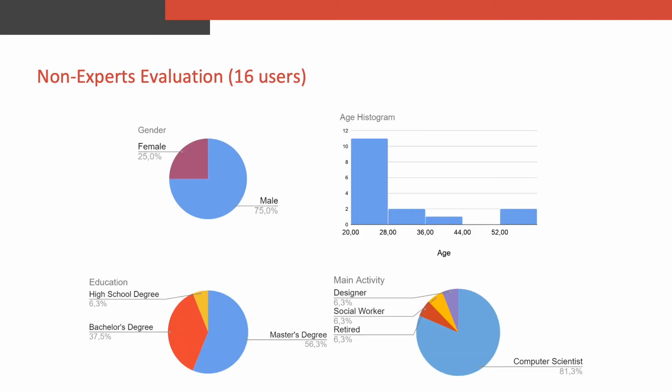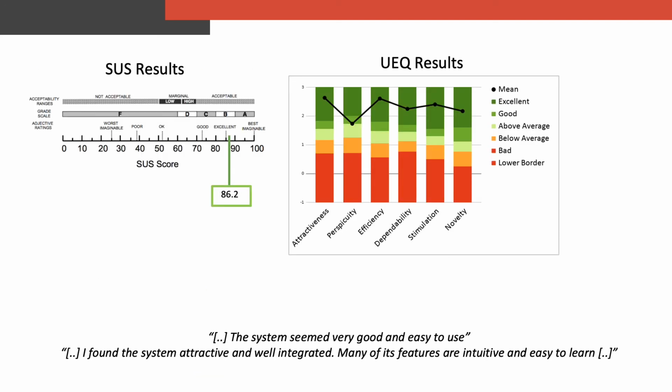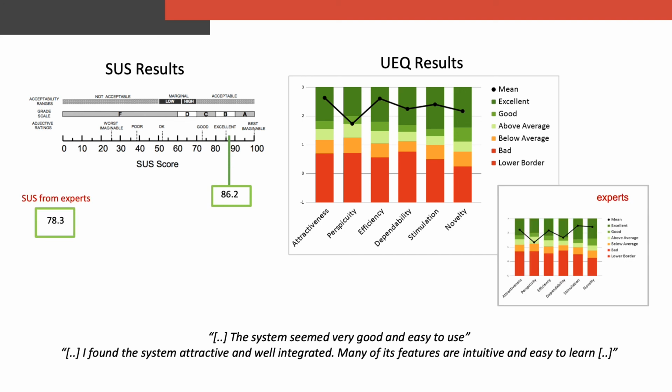After the evaluation by experts, we invited non-experts to experiment with our tool. 16 people agreed to participate. Most of them were male, less than 28 years old, and computer scientists. This evaluation aimed at assessing the general usability of our tool. You can see here that both the System Usability Score and the User Experience results were higher than the ones we obtained from the experts in most aspects. You can find more details about the evaluations in the paper.